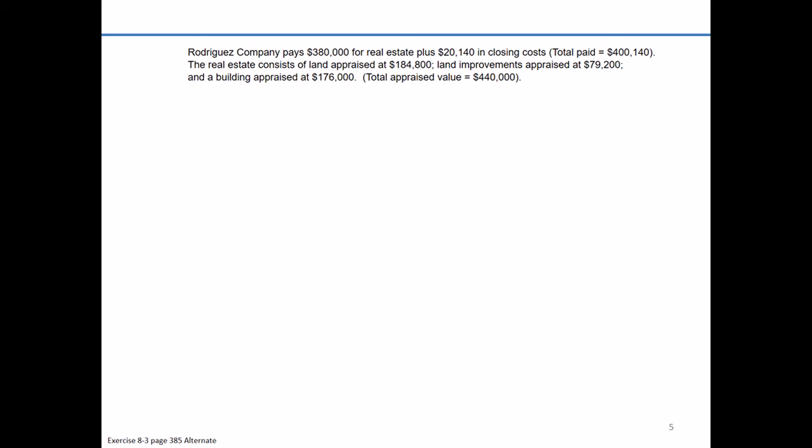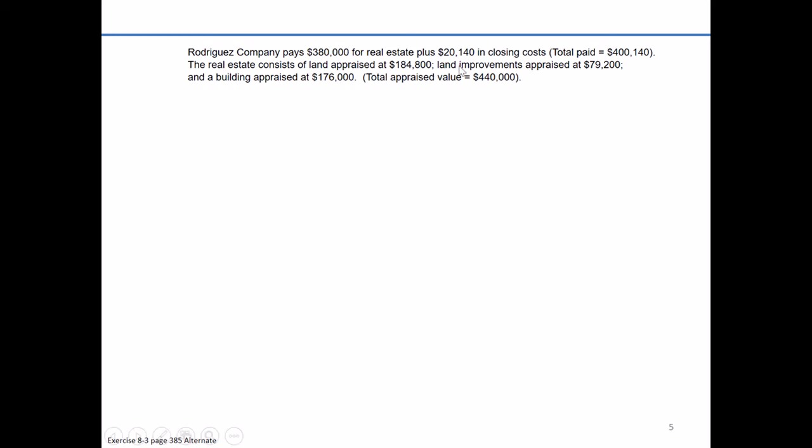You might think, well, this doesn't seem too hard. If I'm asked to create a journal entry, debit real estate, some asset account like real estate or property for $400,140, and credit cash for the same amount and be done with it. The problem is that within this purchase, we're purchasing different types of items. For example, some of these are depreciated and some of them are not. Land itself is considered to have an indefinite life. It usually doesn't succumb to wear and tear, obsolescence, and inadequacy.